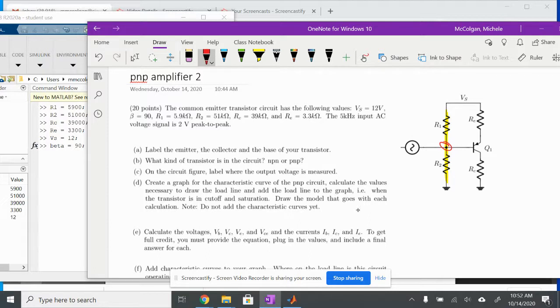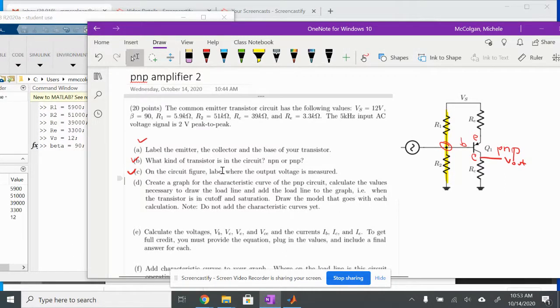So we're going to label it. We've got the base here, the emitter here, and the collector here. We know it's a PNP. Whenever we have a transistor like this, for an amplifier, the output is always on the collector. So this is going to be our V out right there. We'll create the graph in a minute. I think it's easier sometimes to calculate all our voltages and currents first, and then we'll do the graph.